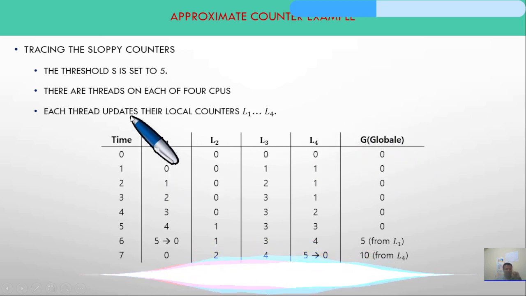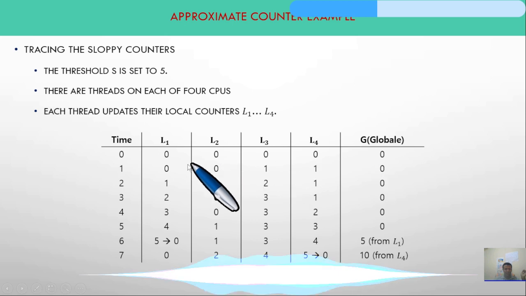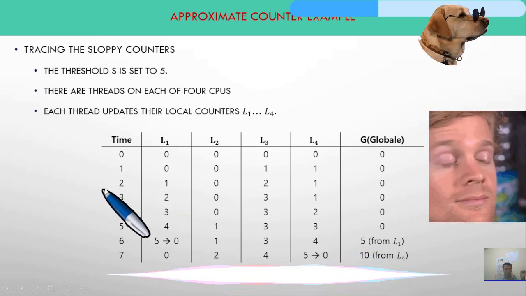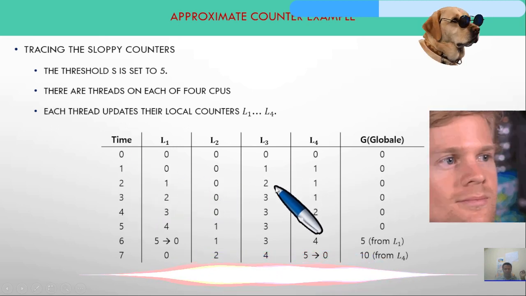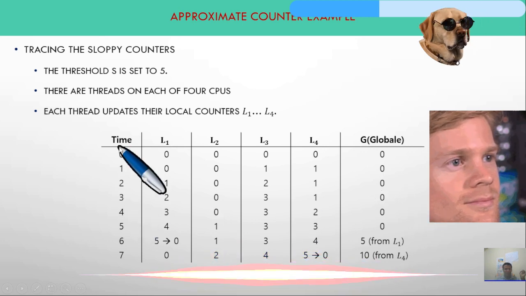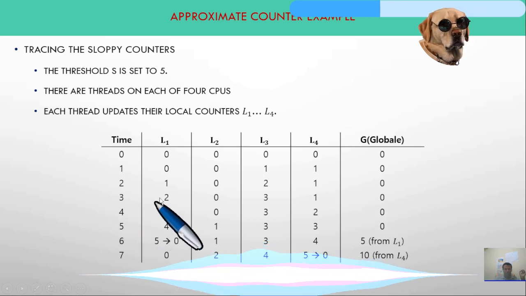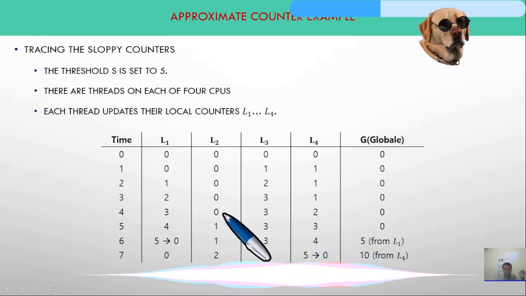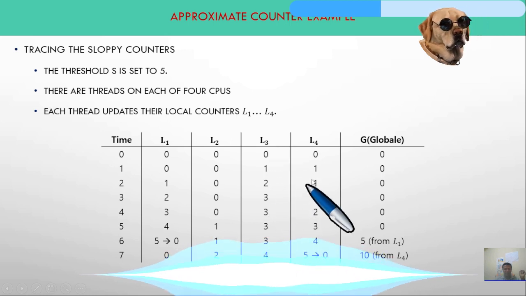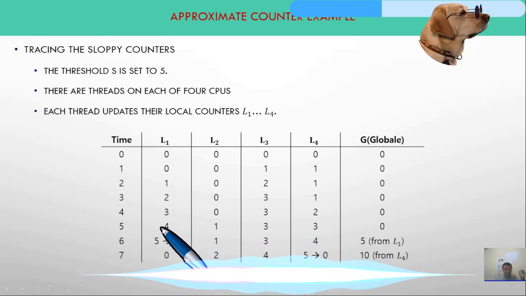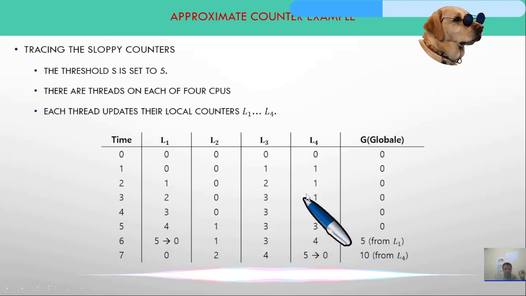So what we can see here, until the threshold S set to 5, at the first time 0, nothing has changed. Then at time 1, L3 and L4 are 1, and global is 0. At time 2, L1 is 1, L3 is 2, L4 is 1, and global 0. At time 3, L1 is 2, L3 is 3, L4 is 1. At time 4, L1 is 3, L2 is 0, L3 is 3, L4 is 2. At time 5, L1 is 4, L2 is 1, and L4 is 3.